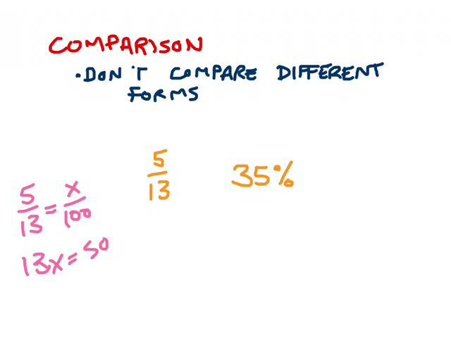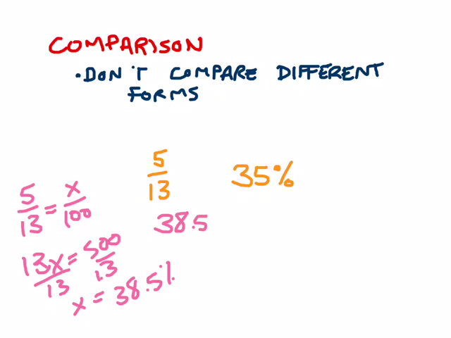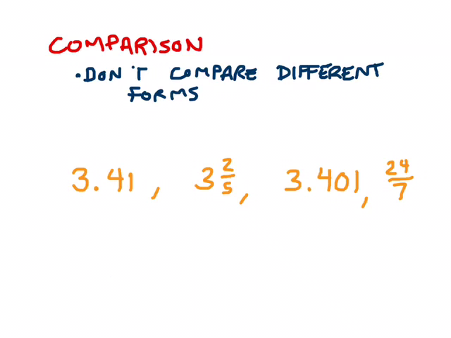13x equals 500. And then I can divide by 13 on both sides. And then I find out that my percentage here is going to be, if I round, 38.5%. Now that it's a percentage, this is a really easy comparison to make. Comparing 5/13 to 35% may not have been easy, but comparing 38.5% to 35% is really easy. Obviously, 38.5% is bigger.